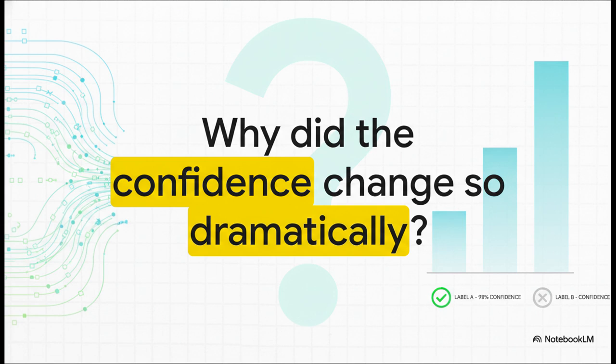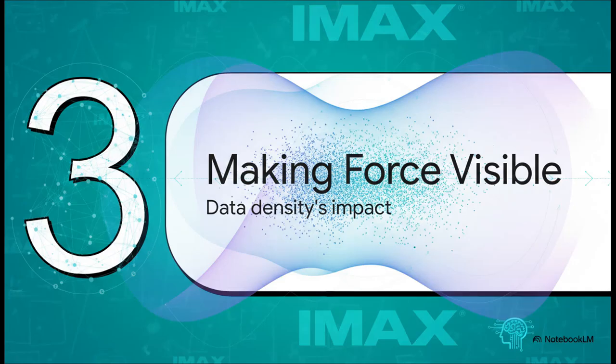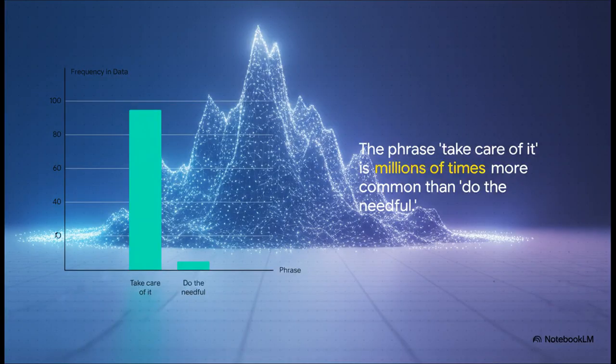Why did the label and the confidence just swing so wildly? Let's find out. It's time to make that invisible force visible. And we're going to do it by connecting the model's behavior directly to the density of the data it was trained on. And here it is.